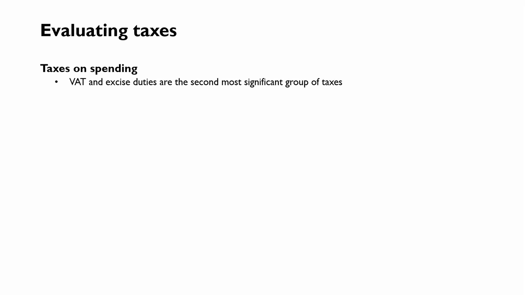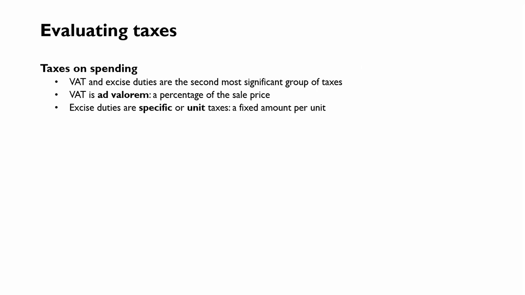Taxes on spending, these are our indirect taxes, so VAT and excise duties, and these are the second most significant group after income tax. VAT is what we call an ad valorem tax. It's a fixed percentage of the sale price, it's 20%. Whereas excise duties are usually specific or unit taxes. It's a fixed amount per unit. So regardless of what the price of petrol is, for instance, the tax paid per litre is the same.